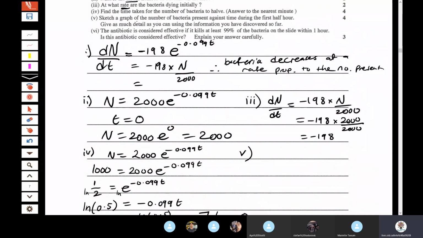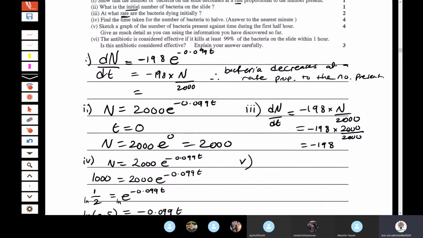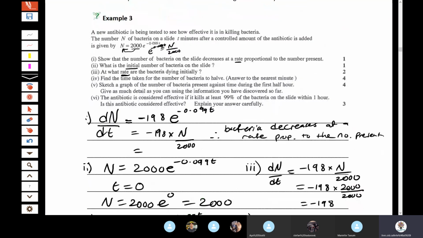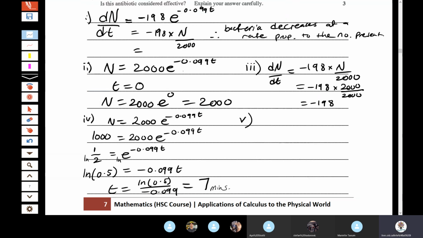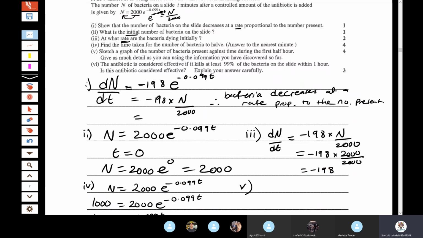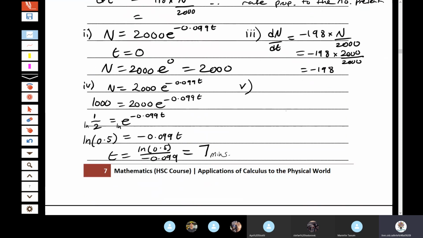V. Sketch a graph of the number of bacteria present against the time during the first half hour. Wait, sorry, are these in minutes? T's already in minutes. My bad. If T's in minutes, then this is 7 minutes. V. Sketch a graph of the number of bacteria present against the time for the first half hour. Okay.